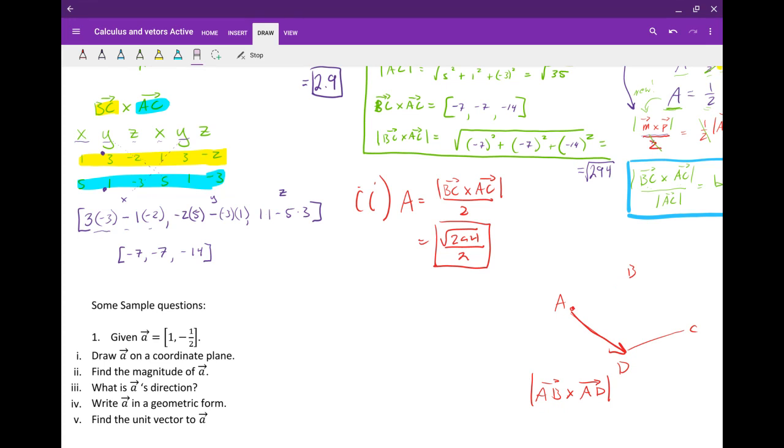Because if I were to divide by 2, I would have a triangle, right? But by not dividing by 2, I have a parallelogram. So just be aware, the area of a parallelogram formula is this. And if it were a triangle, it's the same thing, but divided by 2. All right? Just a little extra bit of info there.